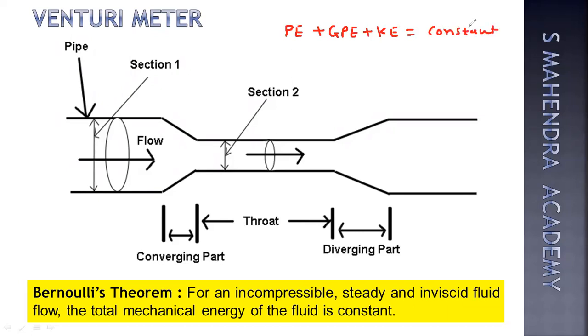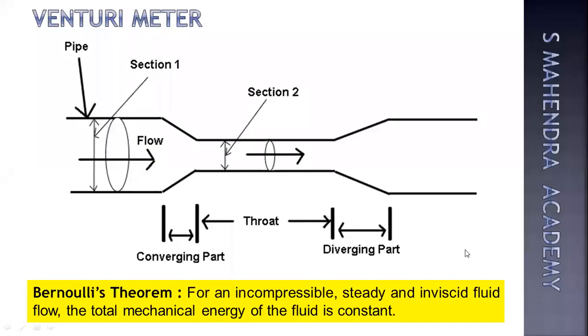And as we know, the venturimeter is installed in a horizontal direction. Therefore, at every stage, the gravitational potential energy of the flowing fluid will remain the same. Therefore, the gravitational potential energy will not play any role in the working of venturimeter. Therefore, the basic two energies, pressure energy and kinetic energy, will play the major role in the working of venturimeter.